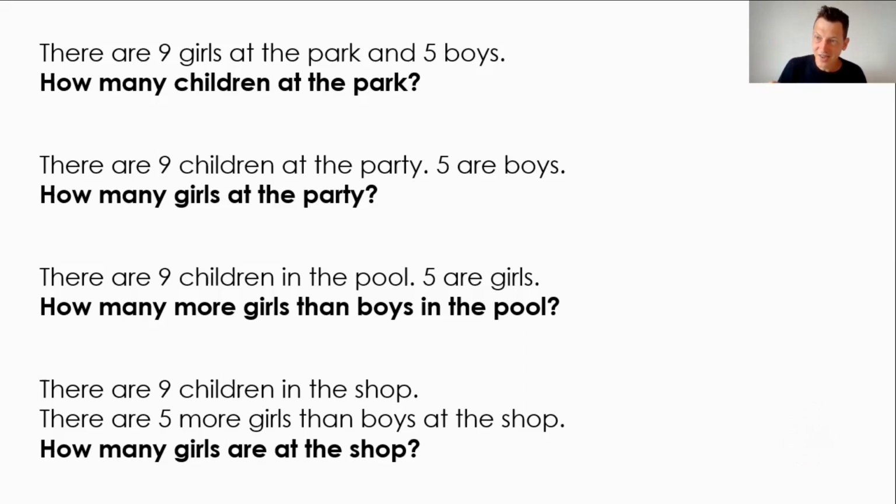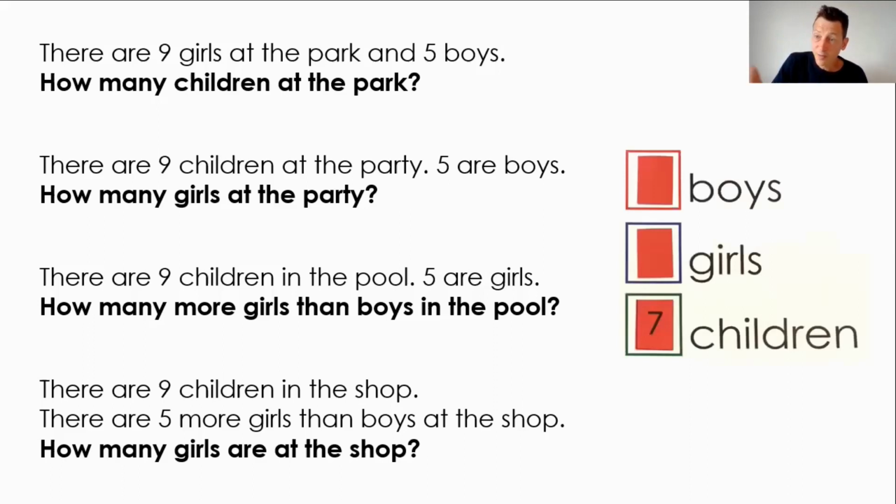And again, I would emphasize the importance of having those spatial skills to be able to create those visual representations in our mind's eye, of course. So there are 9 girls at the park and 5 boys. How many children? Well, first of all, I could represent all of these prompts with boys, girls, and children, and then talk about what we're actually being asked for as well. If I was looking to cut down on the processing to some extent.